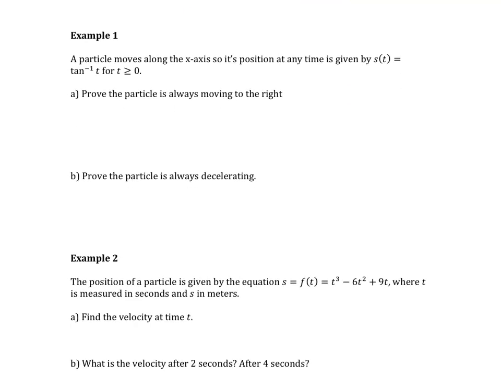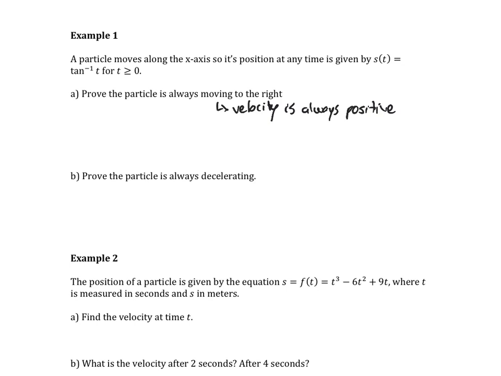Example 1. A particle moves along the x-axis so that its position at any time is given by s of t equals the inverse tan of t, for t greater than or equal to 0. You can't have t less than 0 if t represents time. You can't have negative time. It says prove the particle is always moving to the right. If it's always moving to the right, thinking back to what we just talked about, it means prove that the velocity is always positive. That's what it's really asking us to do.